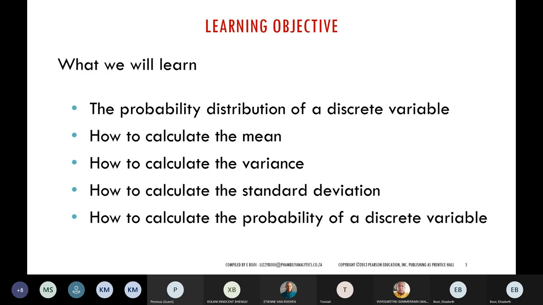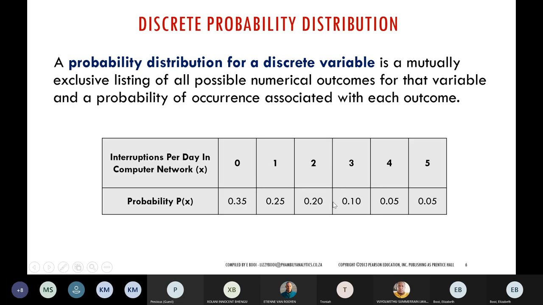Okay, so the last time we met, we discussed the probability distribution of a discrete variable. We looked at how to calculate the mean, the variance and the standard deviation of discrete variable distributions. And we also looked at how we calculate the probabilities of those discrete variables. We know from chapter one that a discrete variable is a quantitative numerical variable that you get from a counting process.